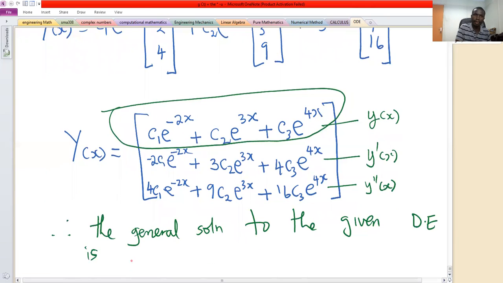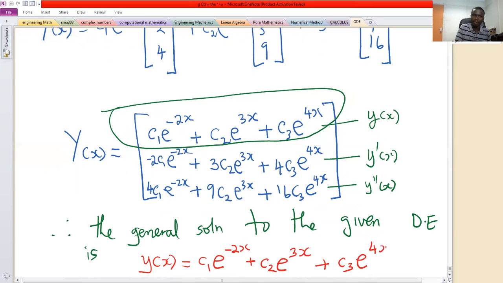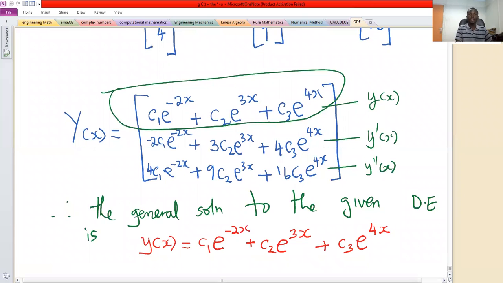Is given by y of x equals to C1 e raised to power minus 2x plus C2 e raised to power 3x plus C3 e raised to power 4x. So that is the solution to that given question. If you are given the initial conditions, then we can get the values of C1, C2, and C3. Thank you.